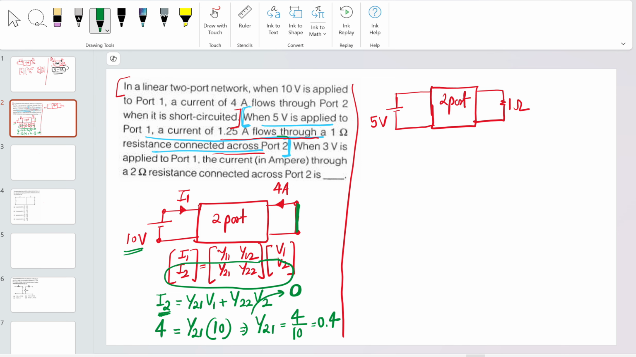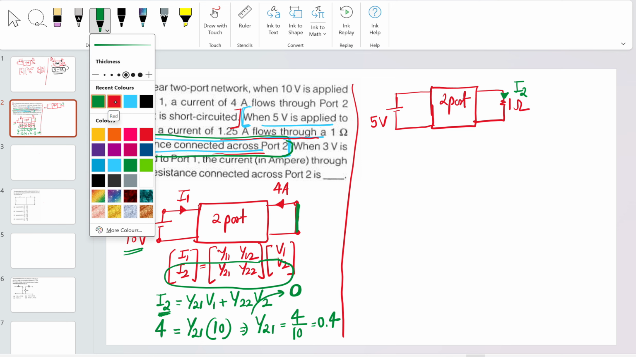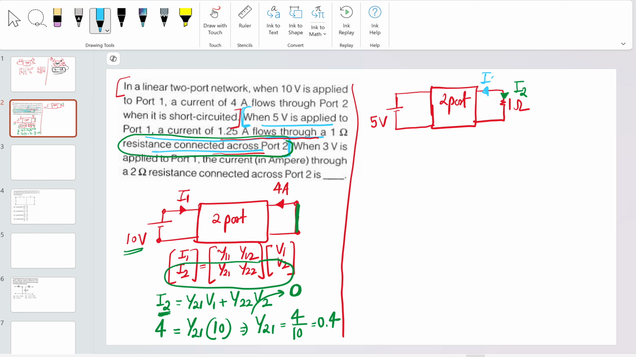The important point is that it is flowing through the 1 ohm resistor, flowing like this. This I2 is flowing like this. What was the standard convention? The standard convention is that current goes into the port. Here the current is flowing across the 1 ohm resistor, so you have to take I2 as a negative value.